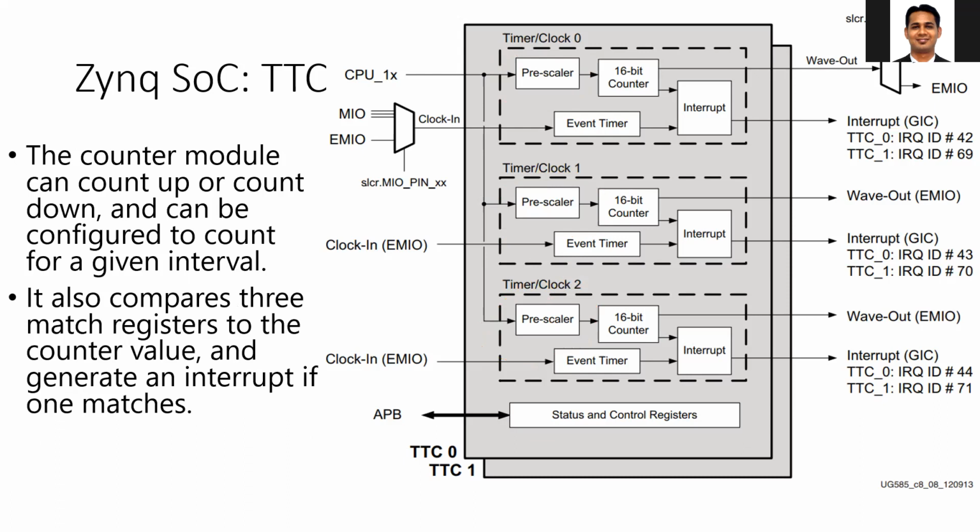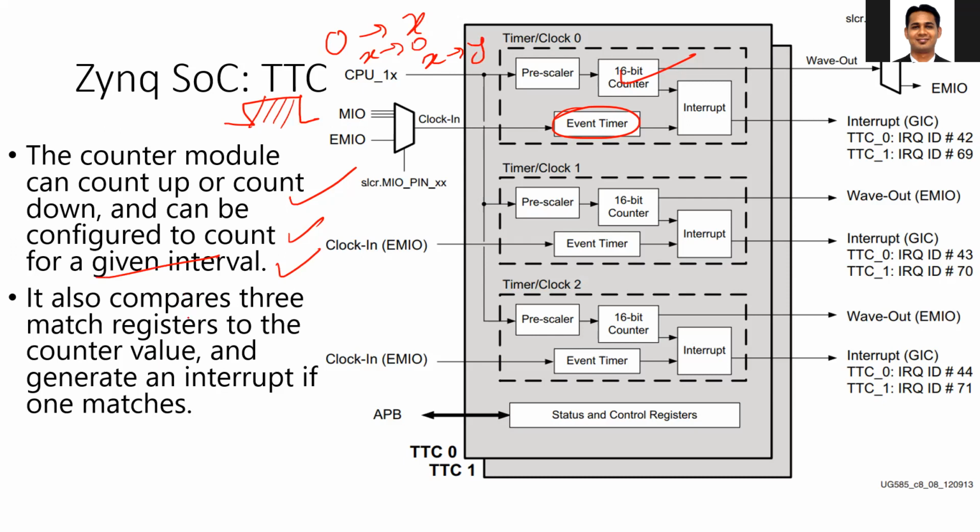The counter module can count up and down, so there is flexibility, and it can be configured to count the given interval. You can see that if there is a pulse on this one, that is also event one, but this counter can count from, say, 0 to X, or from X to 0, or from X to Y. So any interval you can make it count.